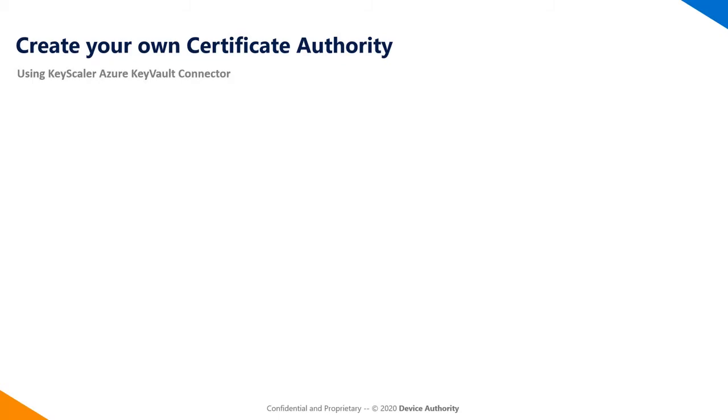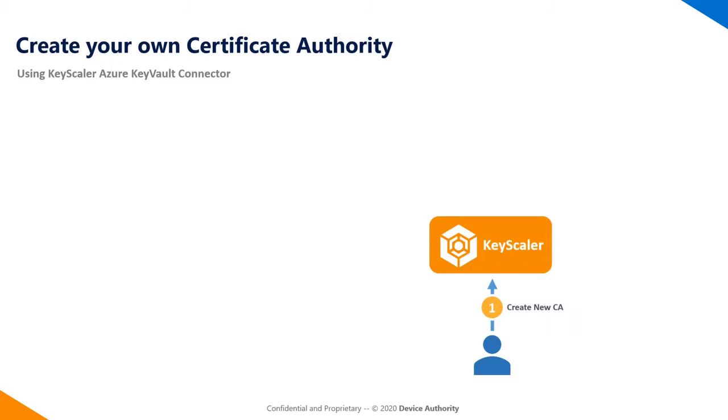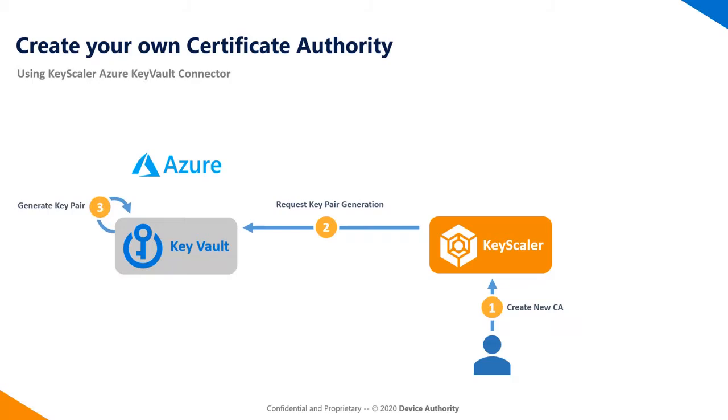Let's take a look at a detailed flow of how this would work. From the KeyScaler control panel, the administrator logs in and creates a new intermediate CA, selecting the KeyVault option. KeyScaler sends a request using the Epic connector to Azure KeyVault to generate a key pair. The Azure KeyVault generates a key pair and returns a success message back to KeyScaler.